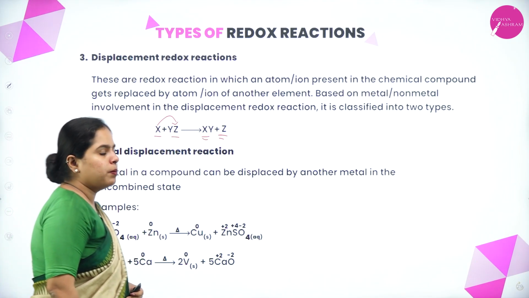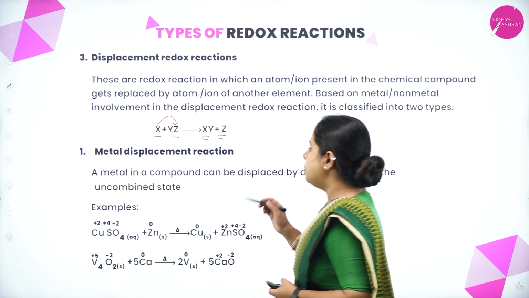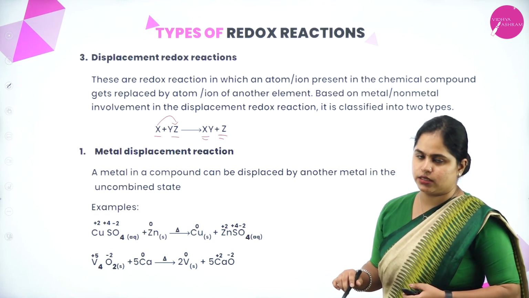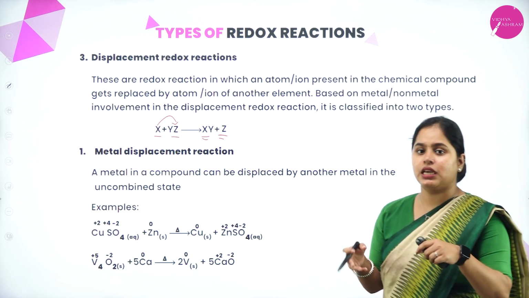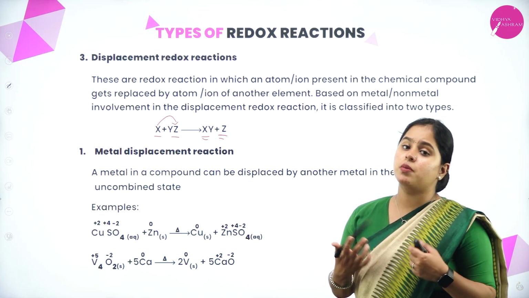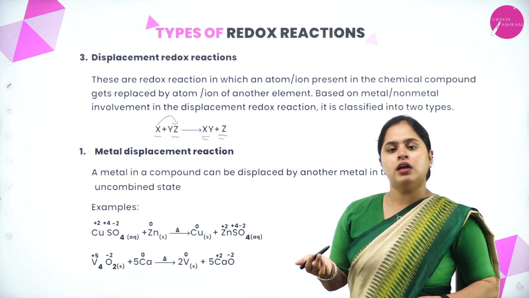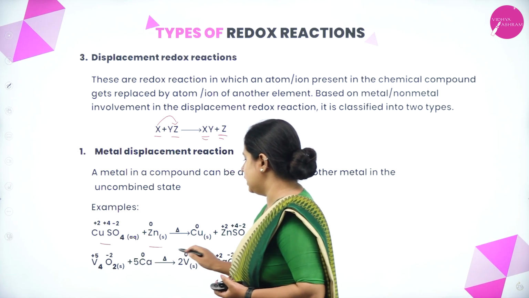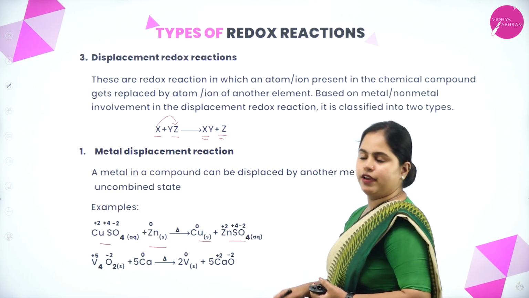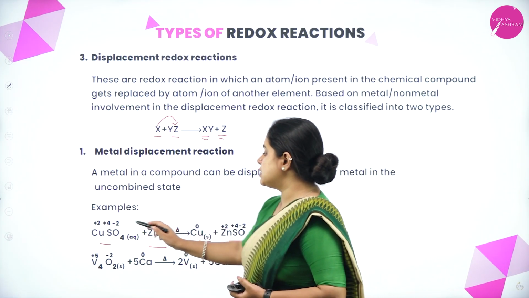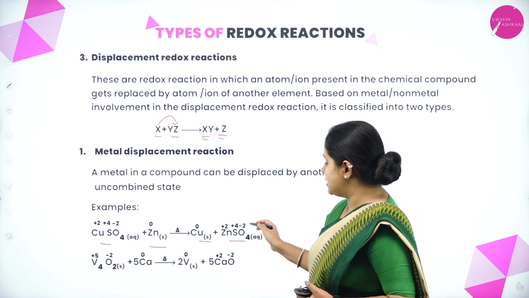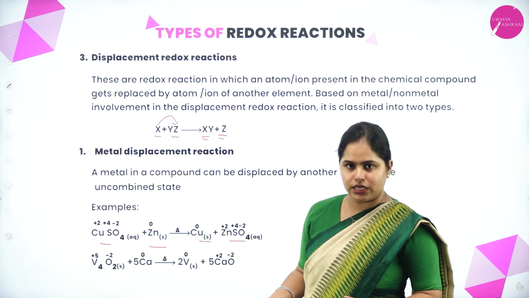So the first one is metal displacement reaction. A metal in a compound can be displaced by another metal in the uncombined state. So a metal which is present in a compound is being displaced by another metal which is not in the combined state. So let's take an example. Copper sulfate plus zinc gives copper and zinc sulfate. So what is happening? Zinc is displacing copper from copper sulfate, and we get copper, and zinc will combine with sulfate and form zinc sulfate.